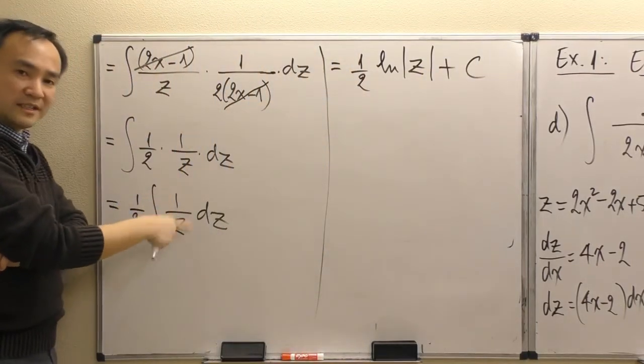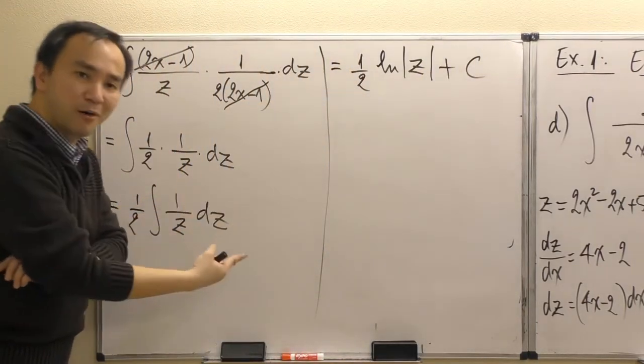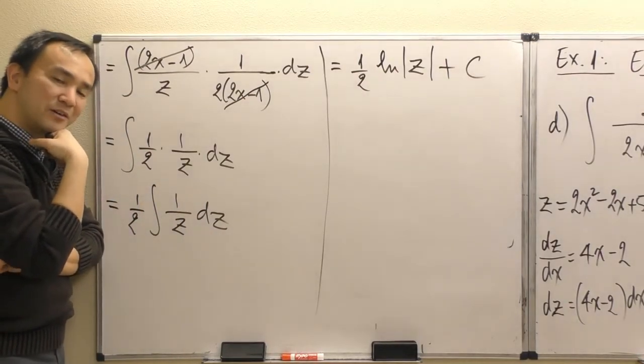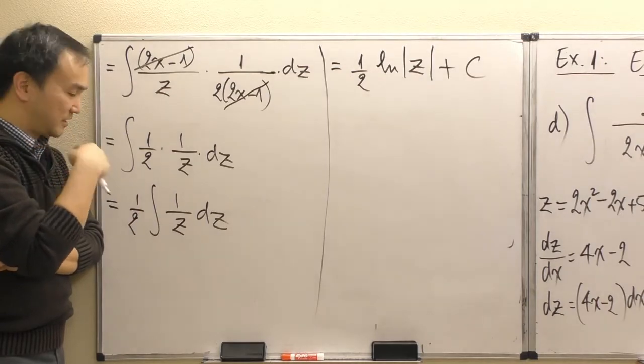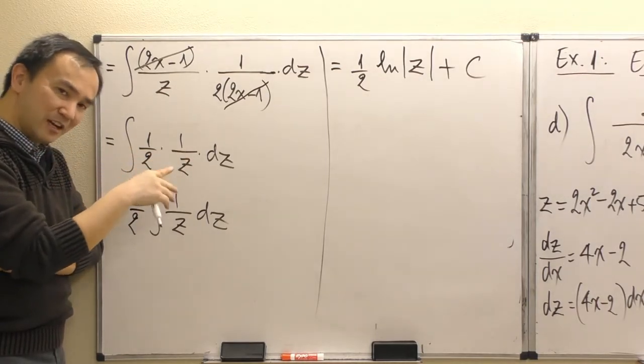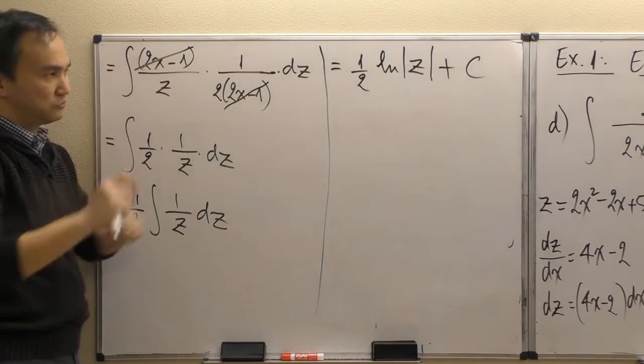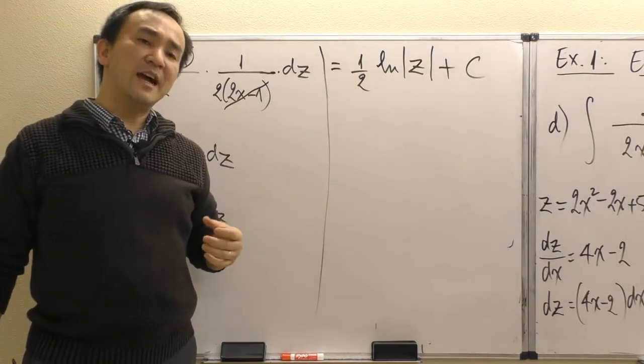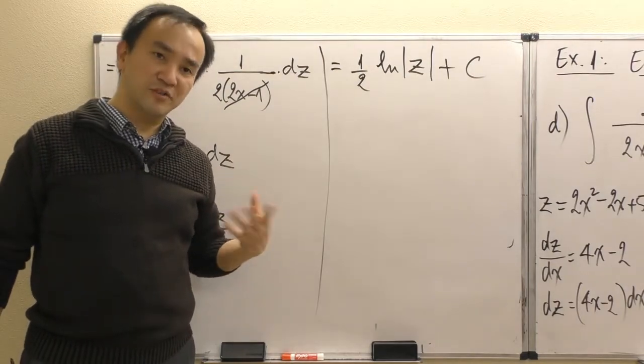Do not write this as z to the -1 power and apply the power rule, because recall that the power rule has an exception. It works anywhere else except for power -1, which is exactly this case right here. So this is our solution: we turn that into the natural log of the absolute value of z.